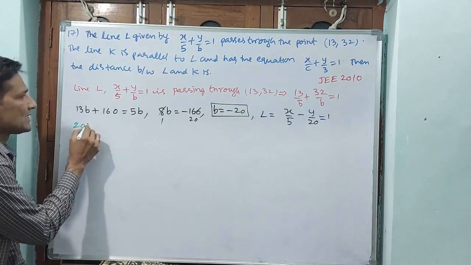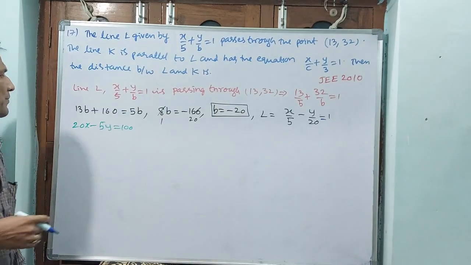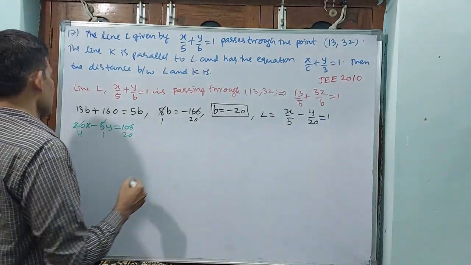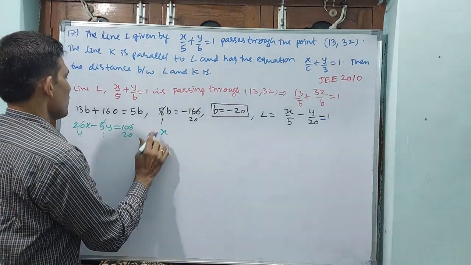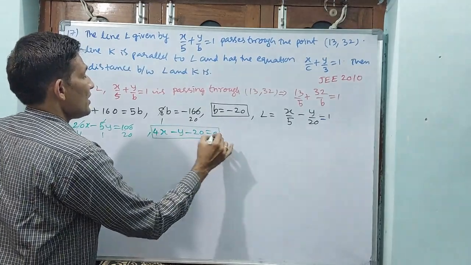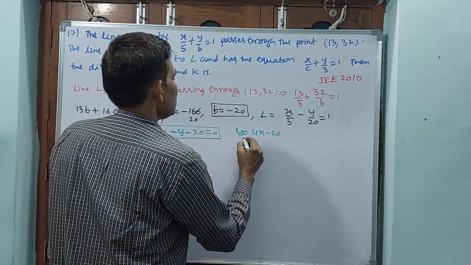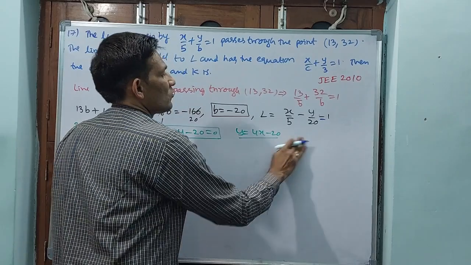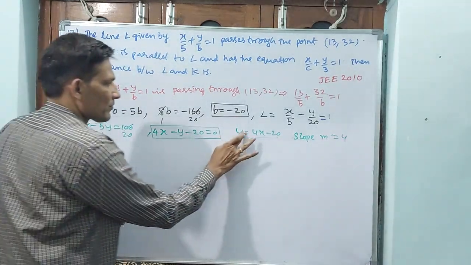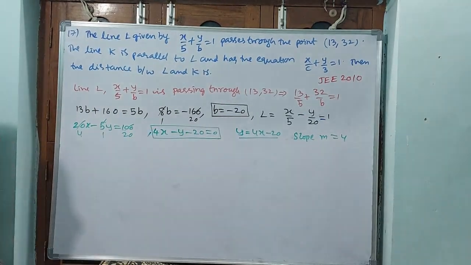Now let us proceed further. 20x minus 5y is equal to 100. One step I have jumped, dividing by 100 and 5 fours are 20, so 4x minus y minus 20 equal to 0 is your equation. Sending y to the other side, y is equal to 4x minus 20. Then the slope m, write down first the slope: m is equal to 4. It is in y is equal to mx plus c form. C we don't require, we require m. m is equal to 4.